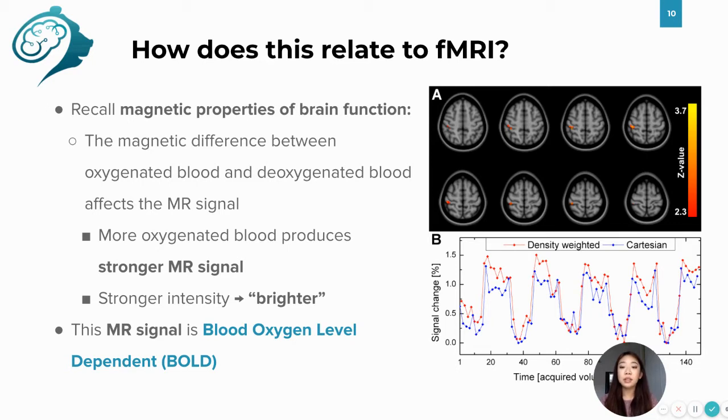And this MR signal that I've been talking about for MRI, when translated to fMRI, is the BOLD signal, the blood oxygen level dependent signal. So that's kind of where it ties together, I suppose.